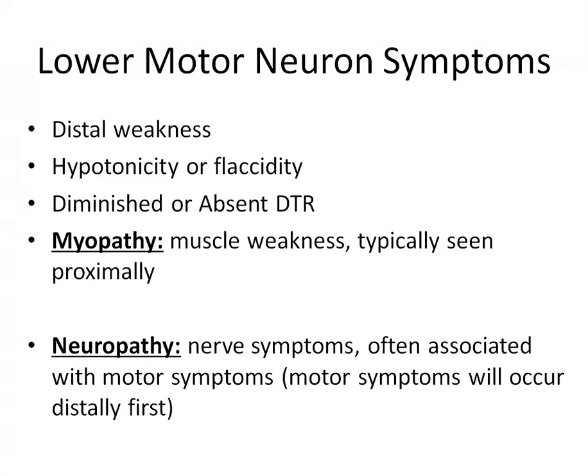With a myopathy, we're going to see muscle weakness, and this is typically seen proximally. With a neuropathy, we're going to see nerve symptoms or sensory impairments. There's often a motor symptom that is associated with a neuropathy, and when we see motor symptoms associated with a neuropathy, those motor symptoms are going to be distal, which is the opposite of a myopathy. But just remember that a myopathy involves muscle, and a neuropathy involves nerve or sensory.